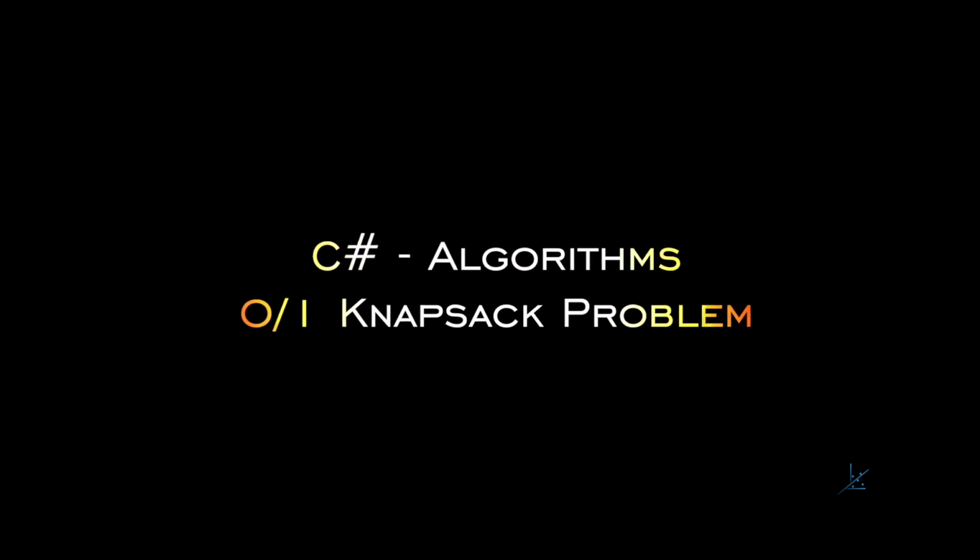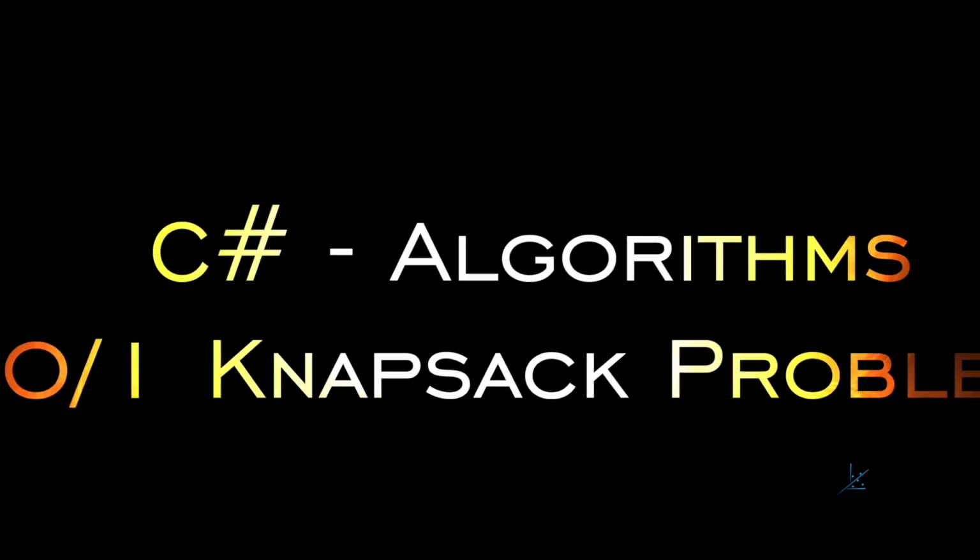In this video, we are going to create an algorithm using C# to solve the famous 0-1 knapsack problem. Let me briefly describe the problem. So we have a number of items, in this case 4 items. Each item has an associated weight and value.